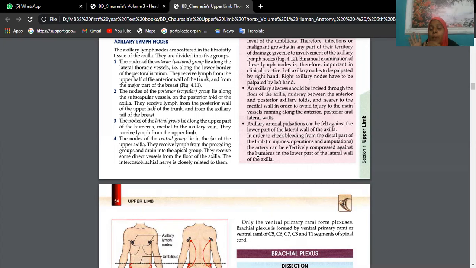The ulnar nerve is going above, the median nerve is going below. Suppose we know the median nerve is supplying the lateral 3.5 digits and the ulnar nerve is supplying the medial 1.5 digits, and suppose these two nerves are damaged, then you will see there will be flexion at the distal interphalangeal joints and extension at the proximal interphalangeal joints, which is called claw hand.